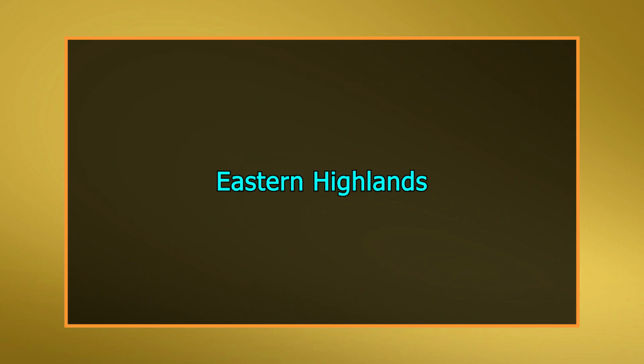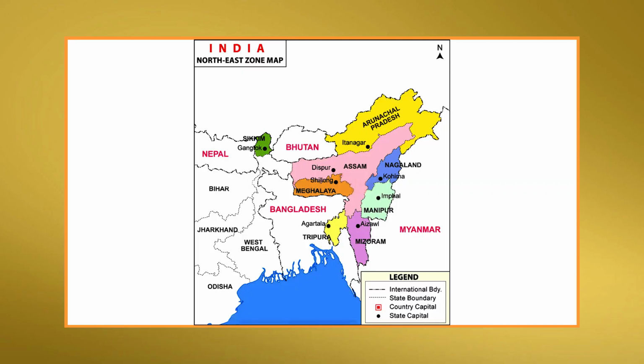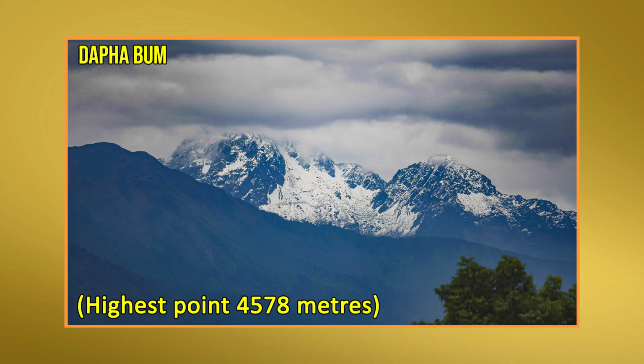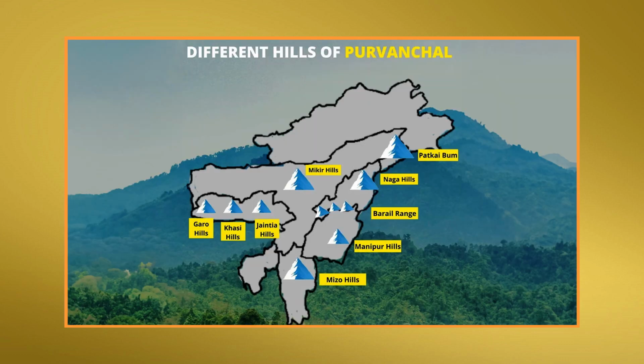Dear students, now we are going to learn about the Eastern Highlands. These mountains consist of hill ranges which pass through the northeastern state of Arunachal Pradesh and run in a north-south direction in the form of a crescent. To the north lies a high mountainous land called the Dafla Bum, whose highest point is 4,578 meters. From the southern end of the Dafla Bum starts the Patkai Bum.